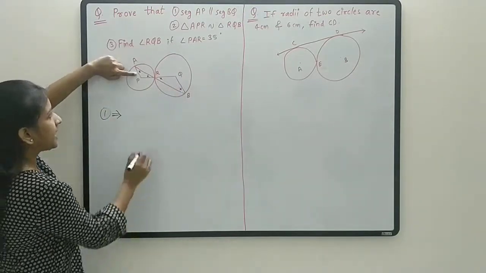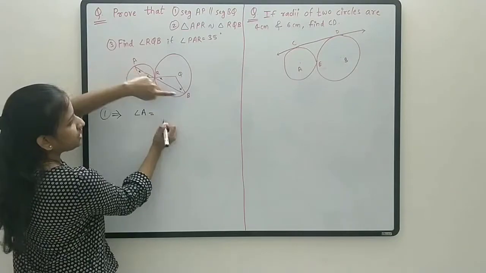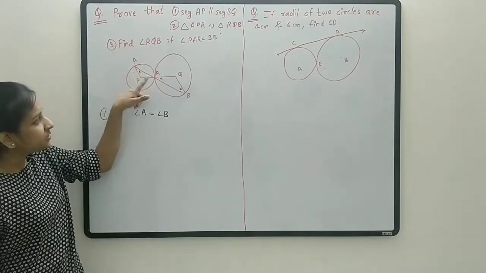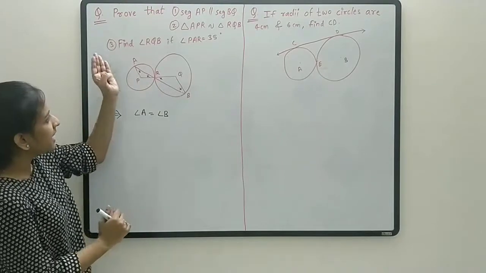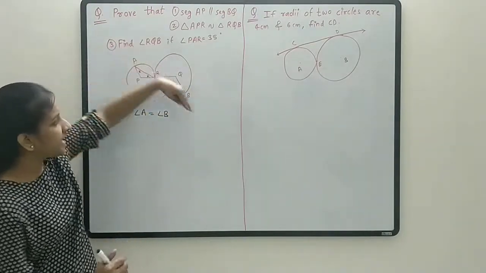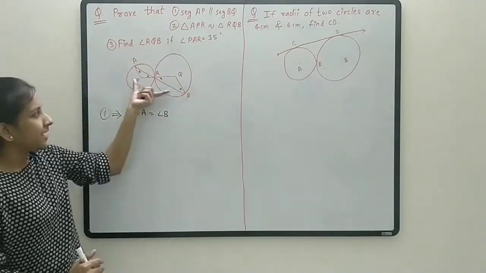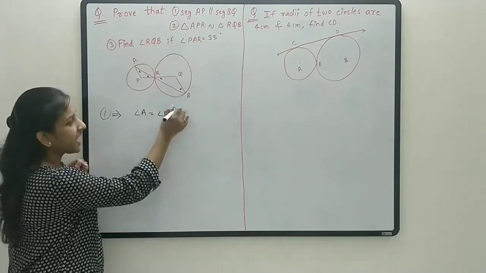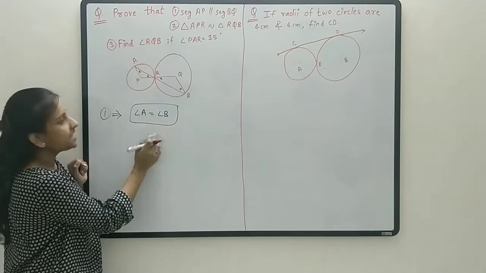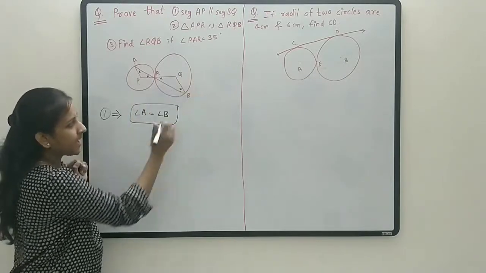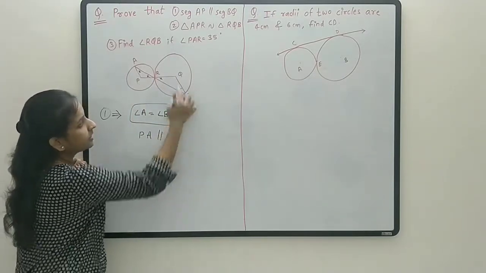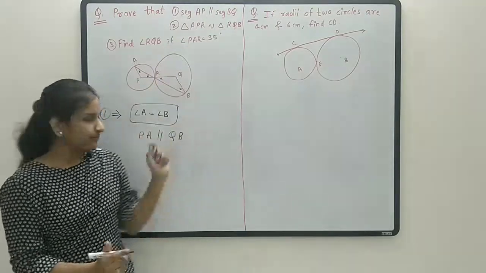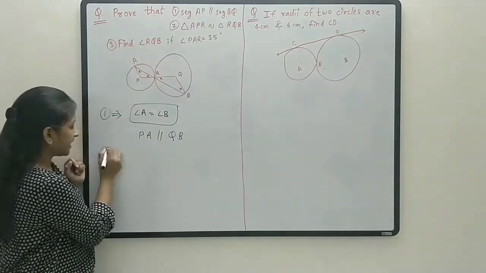So we got this, angle A is equal to angle B, and as you can see these two angles lie between the lines PA, QB and the transversal AB. These are alternate angles. So from this we can say alternate angles are equal. So we can say this line PA is parallel to line QB. Okay, AP is parallel to BQ. Fine. Now let's solve the second.